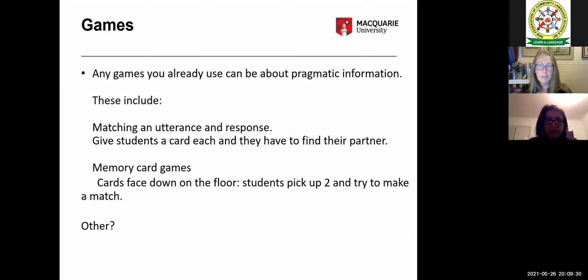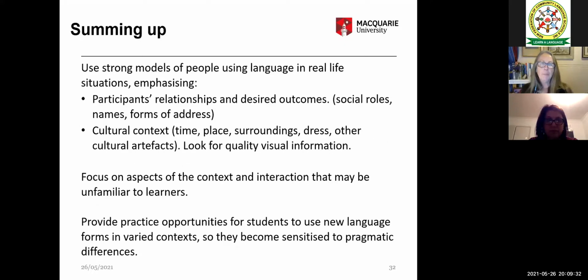So to sum up, using strong models of people using language in real life situations is really important in your teaching, and emphasizing the participants' relationships and the desired outcomes.